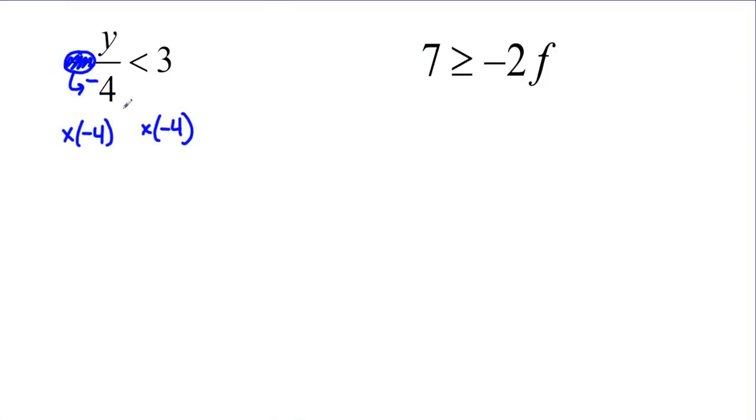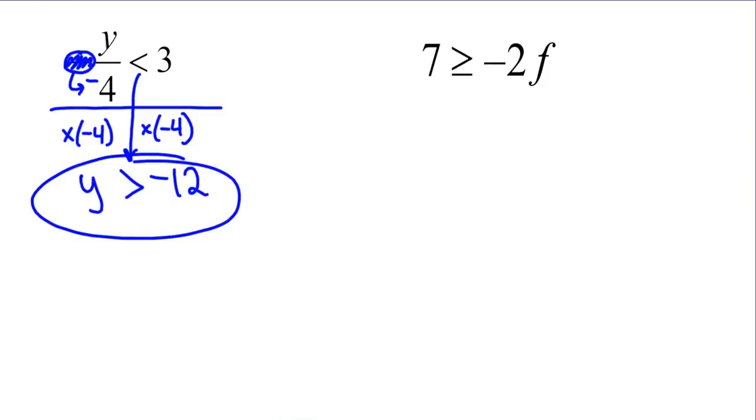And now you'll notice I did multiply both sides of this inequality by a negative number. So that means my inequality symbol is going to need to be reversed. So y is greater than negative 12. Y is everything that is greater than negative 12.